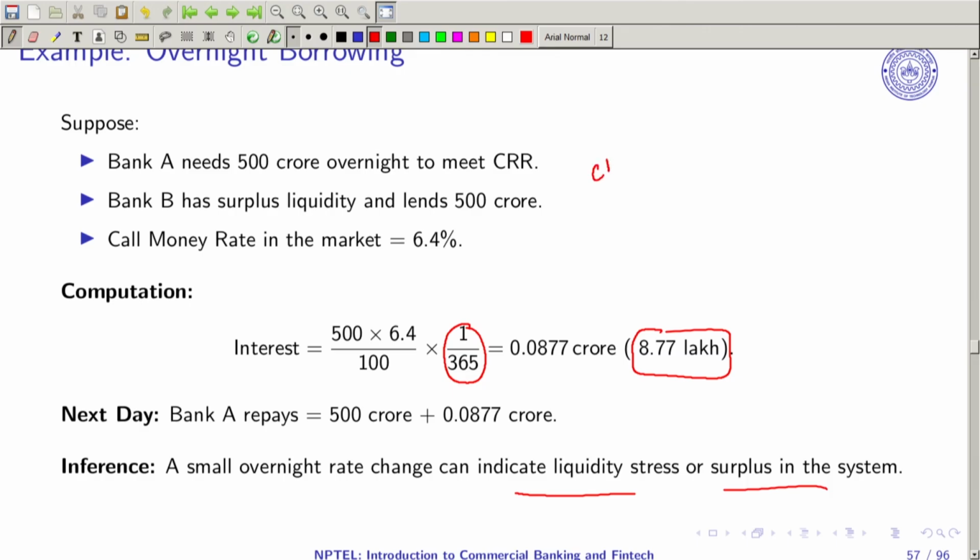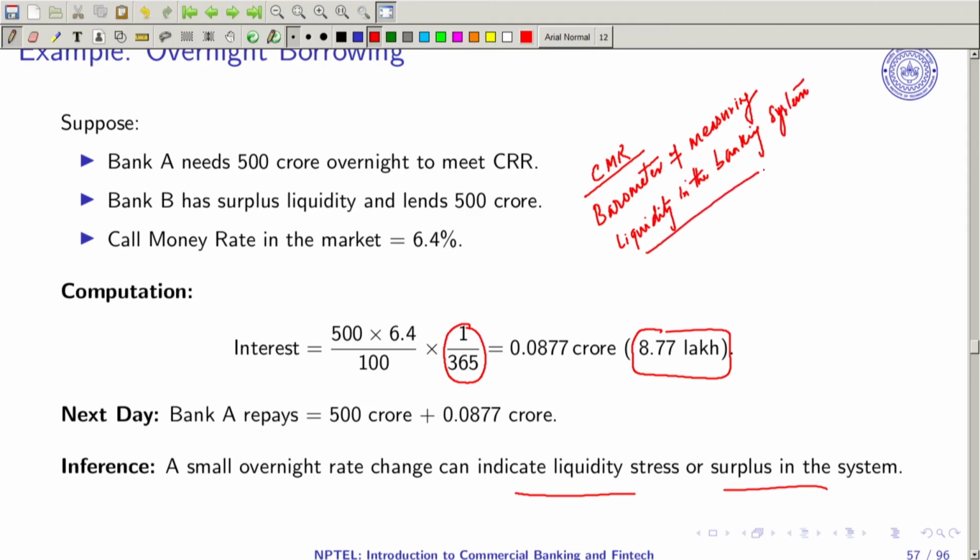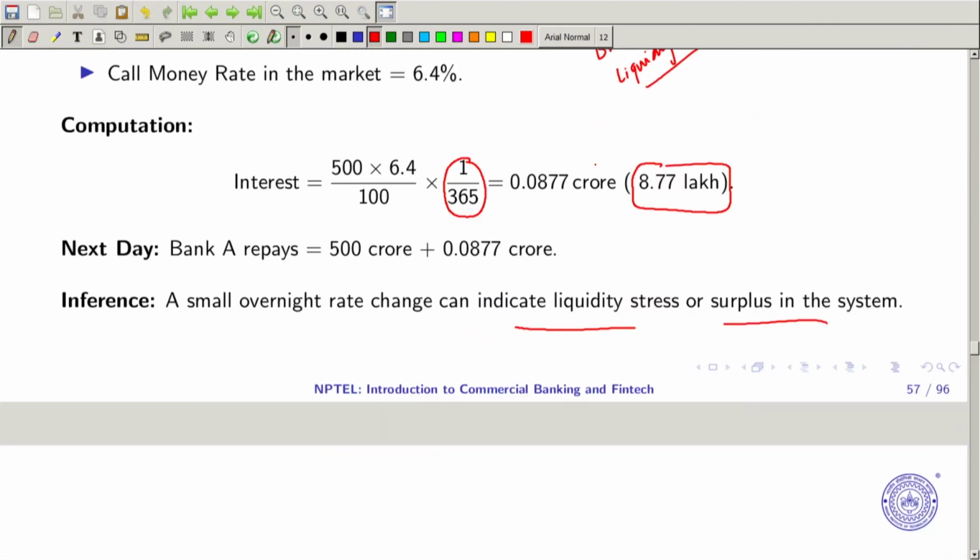So CMR, the call money rate, is, as I mentioned in the last slide, the barometer for measuring liquidity in the banking system. So this is what we try to understand here.